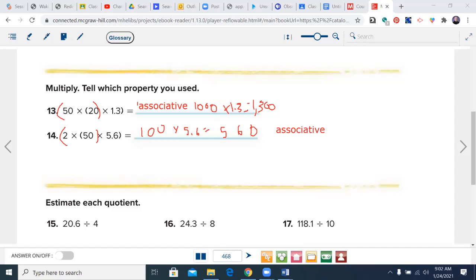Associative. Basically, if you're seeing parentheses, it's probably associative. If you're seeing it times 1, it's probably identity. If you're seeing just the changing of the order of numbers, it's likely commutative. All right, let's go ahead and clear those.